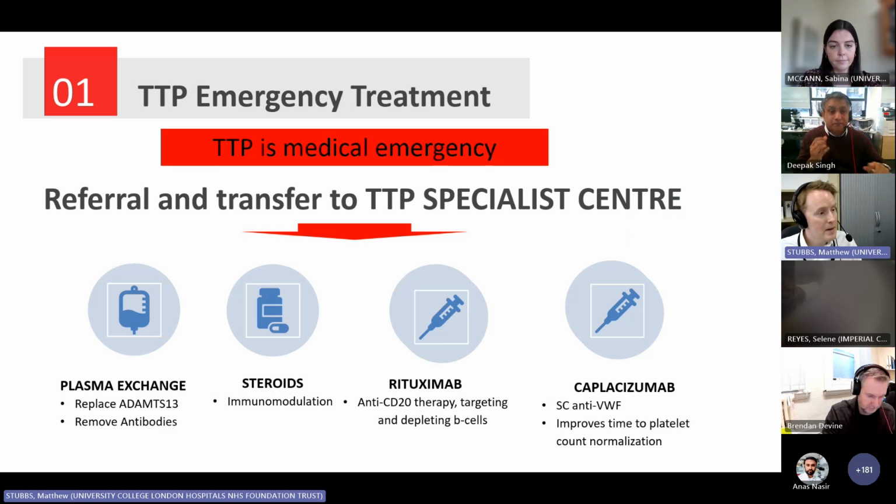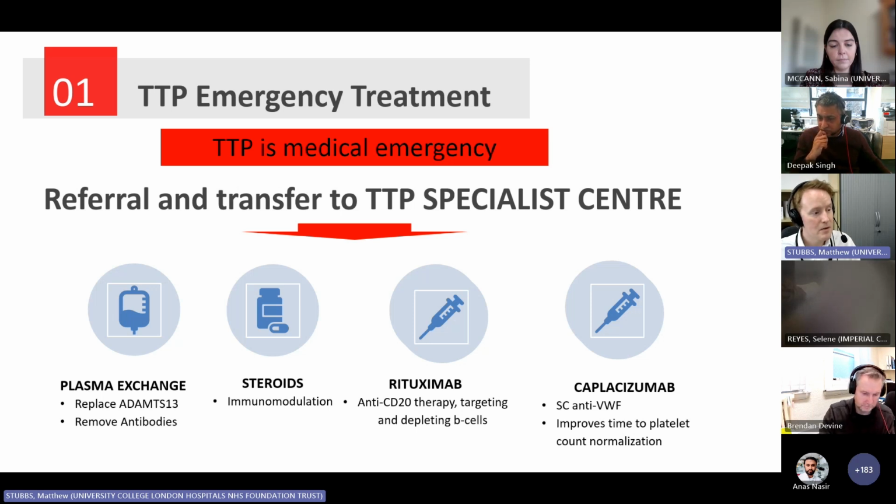So I've talked a little bit about TTP being a medical emergency, but how should that happen? Once TTP is suspected, an appropriate referral should take place so that prompt treatment can be undertaken. And these patients are recommended to receive plasma exchange urgently, within 4 to 8 hours of the referral time. There are 4 main pillars of TTP therapy in the emergency setting. So plasma exchange, which really is used as a source of ADAMTS13 to replace the deficiency in the ADAMTS13.